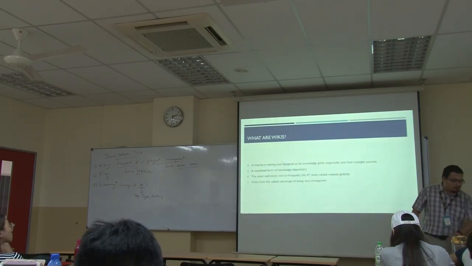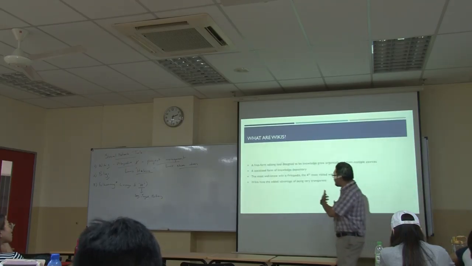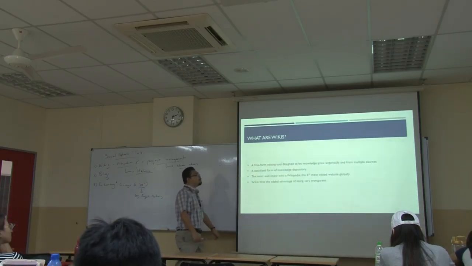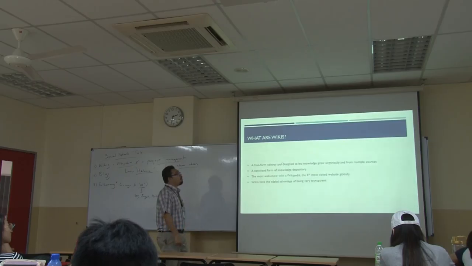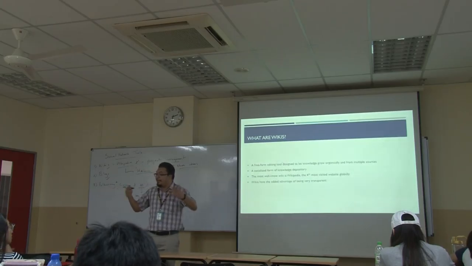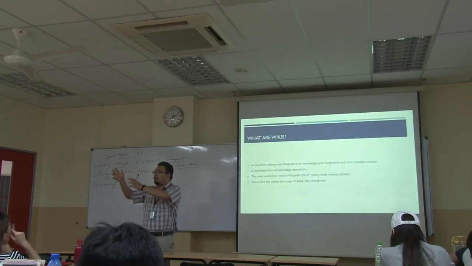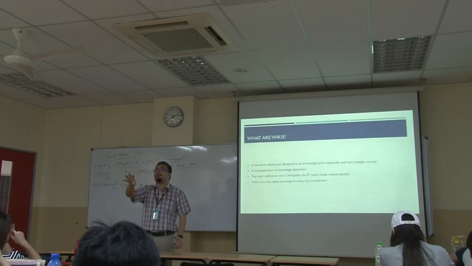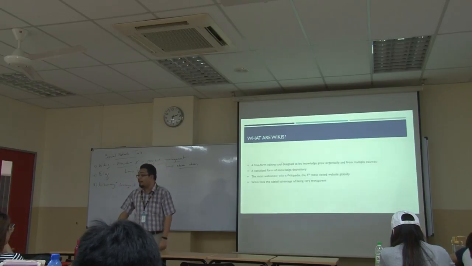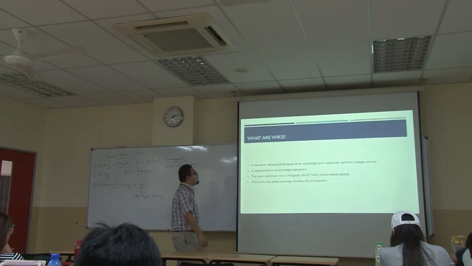So what are wikis, right? Essentially, a wiki in its purest form is a free-form editing tool designed to let knowledge grow organically and from multiple sources, just like your Wikipedia, right? Imagine an empty space, right? In that empty space, you can segregate different parts of that page into different topics. And from that topic, you can grow it into multiple branches, right? And that is essentially what a wiki is, right?